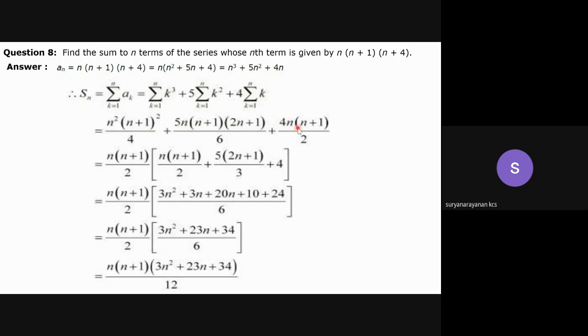What is the value of sigma k equals 1 to n of k? n into (n plus 1) by 2. So we have written the values of sigma notations in this step. After that, we have to simplify these three terms and make it a single term. Okay, my children? Right.